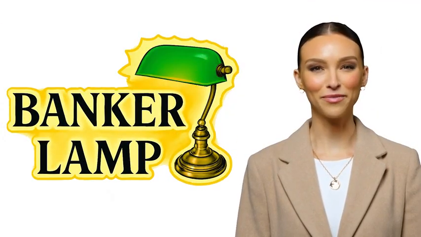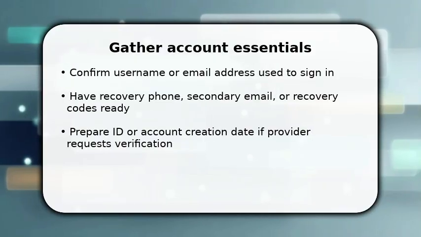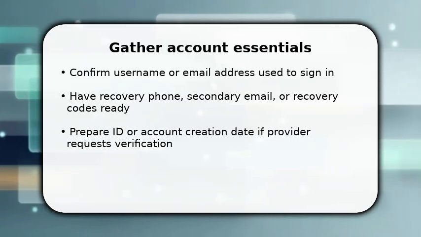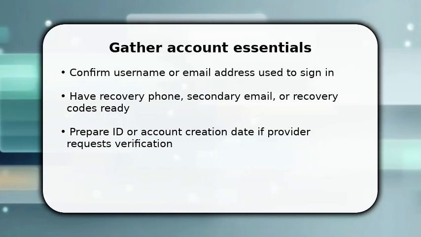Please enjoy the video. You start by collecting everything the provider will ask for. This saves time and reduces failed attempts. Once you know the exact email or username, make sure your recovery phone or alternate email is reachable. If you enabled two-factor, find your backup codes or authenticator app.